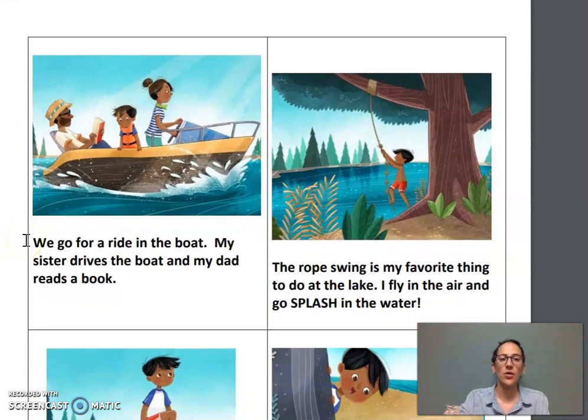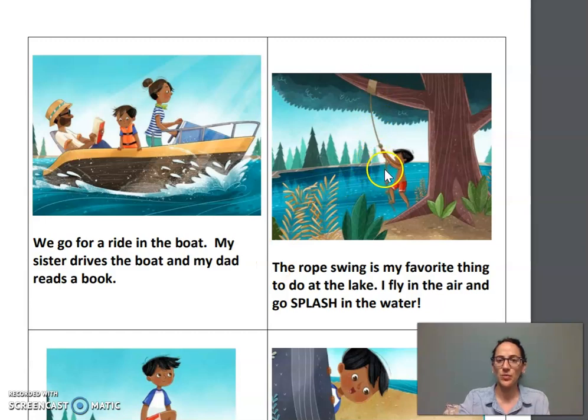We go for a ride in the boat. My sister drives the boat and my dad reads a book. I see boat. Can you find the word boat? There it is. Very nice.